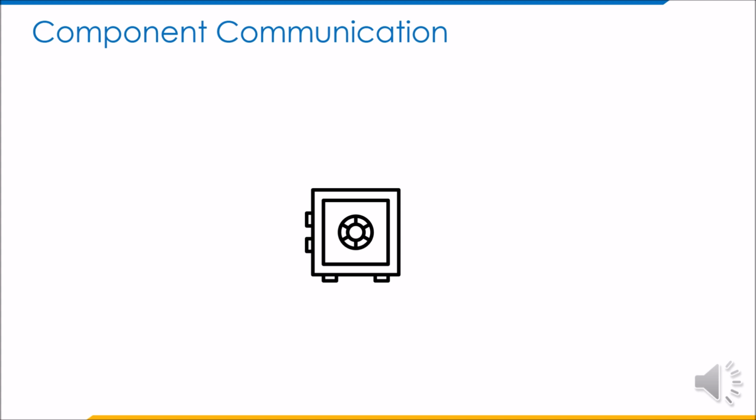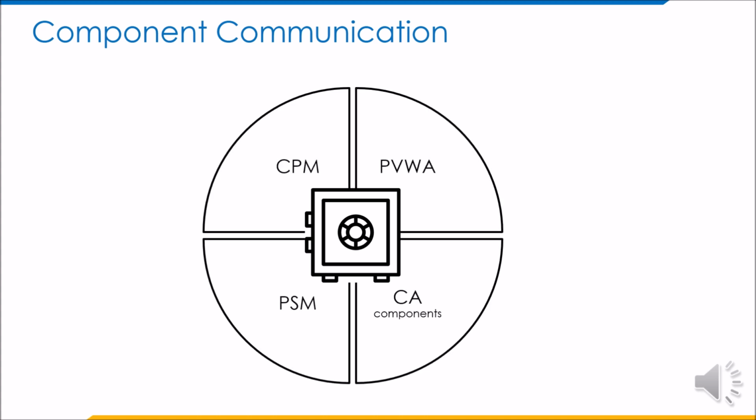Let us now understand how the components communicate. In the CyberArk architecture, none of the components communicate among one another. All the component communication is done via the vault, and any third-party application or the user needs to interact with one of the components to communicate with the vault. This increases the security of the vault and also the isolation of each of the components.